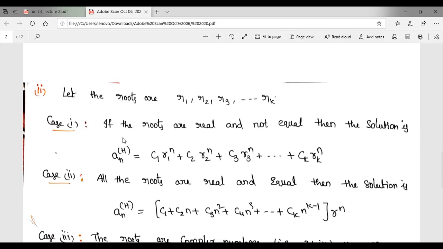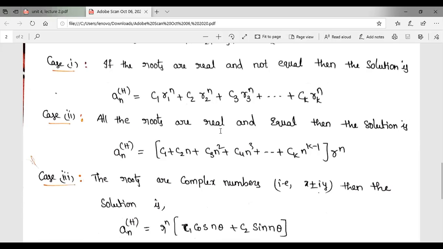So in the second case, if all the roots are real and equal, then the solution is c1 plus c2 n plus c3 n square plus c4 n cube plus and so on plus ck n power k minus 1, into r power n. Here r is the equal real number.